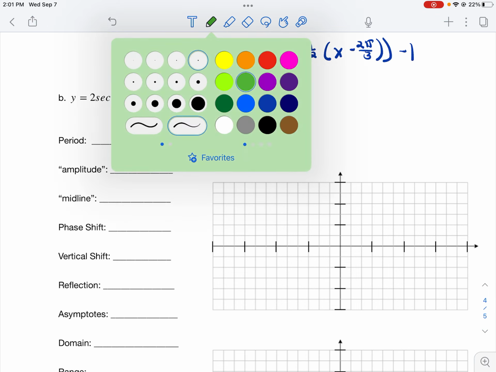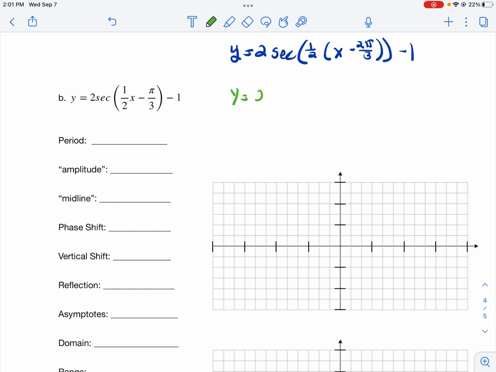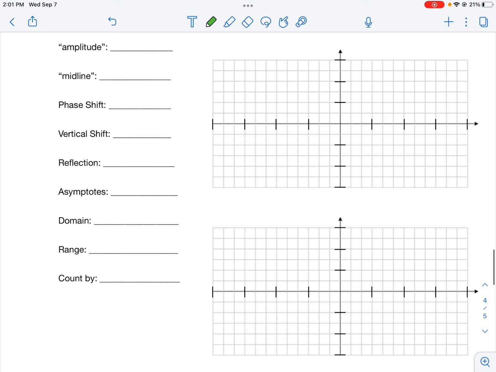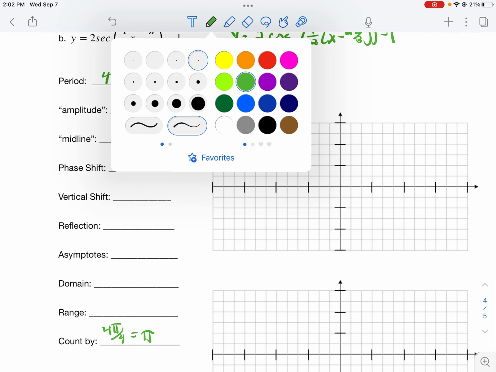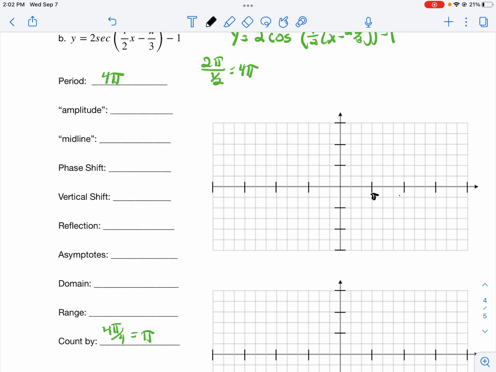So in green, I'm going to graph y equals 2 cosine of 1/2 x minus 2 pi over 3, minus 1 to help me graph this. So I need to figure out the period of this. So period is 2 pi divided by b, which in this case would be 4 pi. So I'm going to be counting by 4 pi divided by 4, which is pi. So on my scale over here, each tick mark is going to be pi.